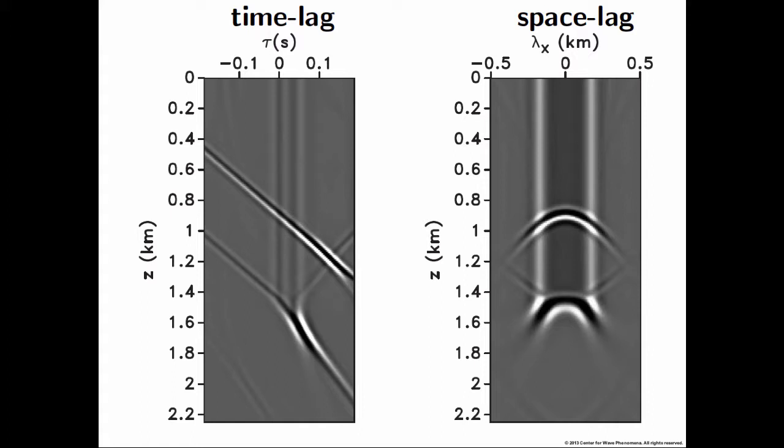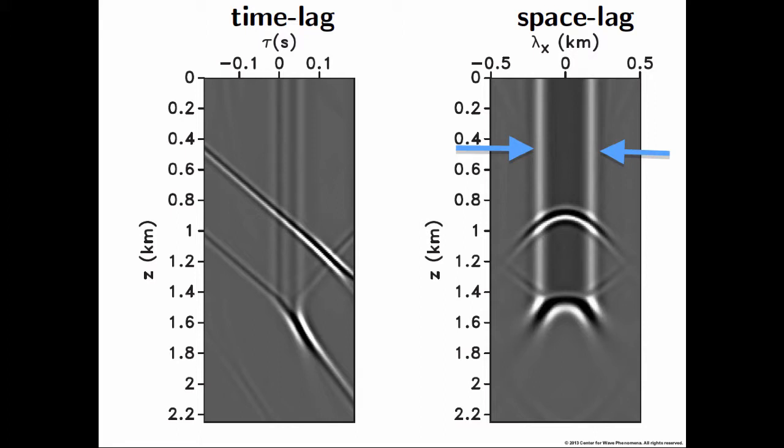To your right are the space lag gathers, and to your left are the time lag gathers. What you see here for low velocity is that the backscattering now maps vertically into the space lag gathers. For this low velocity, the space lag gather is undercorrected, and in the time lag gather most of the energy is at positive time lags, thus indicating that the velocity is too low.